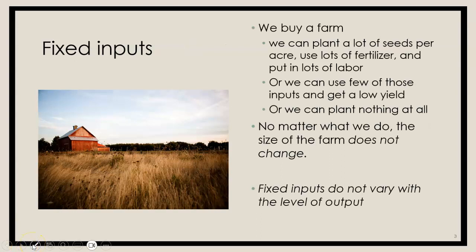Okay, let's go over this in a little bit more detail. Let's say we buy a farm. We can plant a lot of seeds and do a lot of work and use a lot of fertilizer on that land. Or we can only use a little bit of seed and fertilizer and get a lower yield, or we can do nothing at all with the land. No matter what level of output we choose to have, the size of the farm does not change. The farm size is a fixed input, and fixed inputs do not vary with the level of output. The farm is the same size whether it produces nothing or a lot.